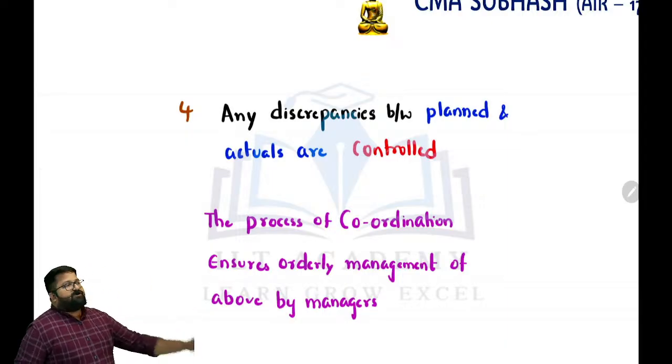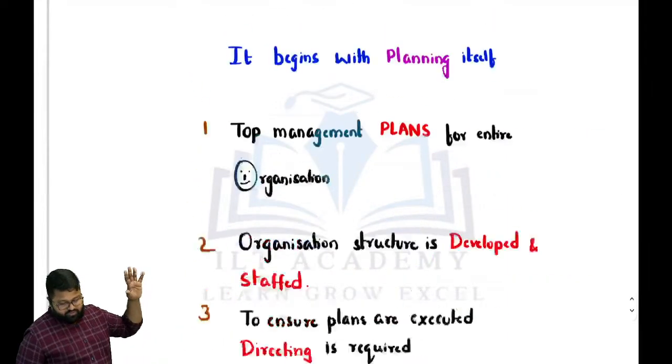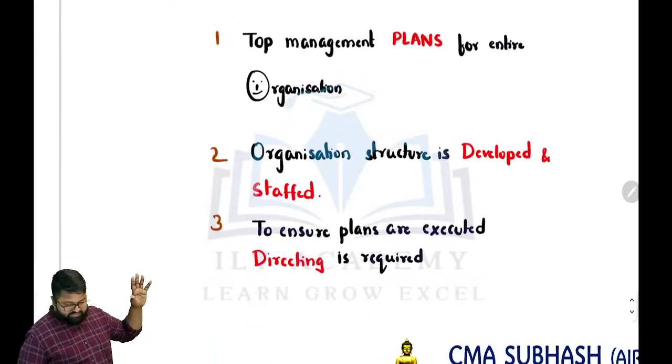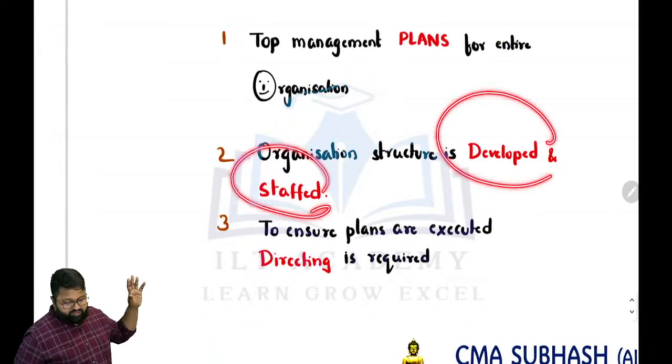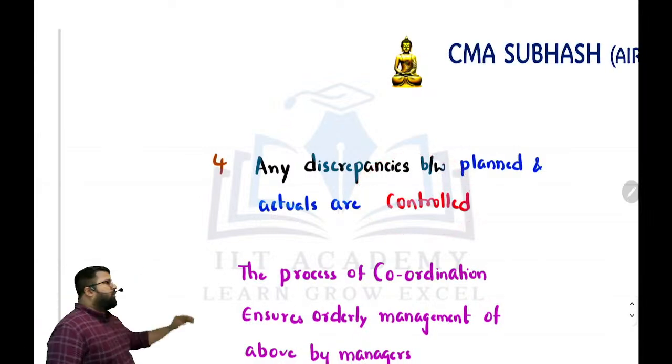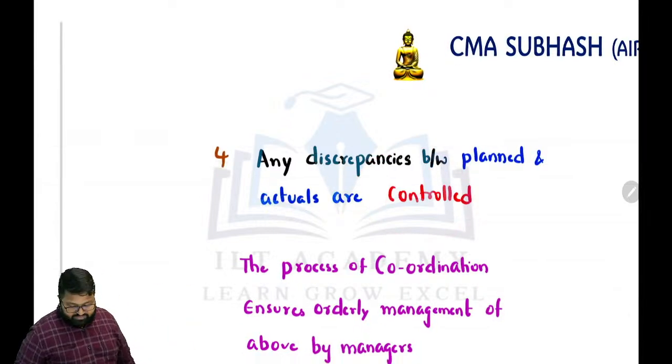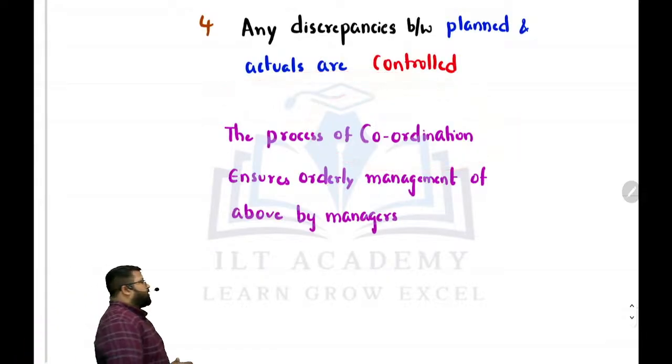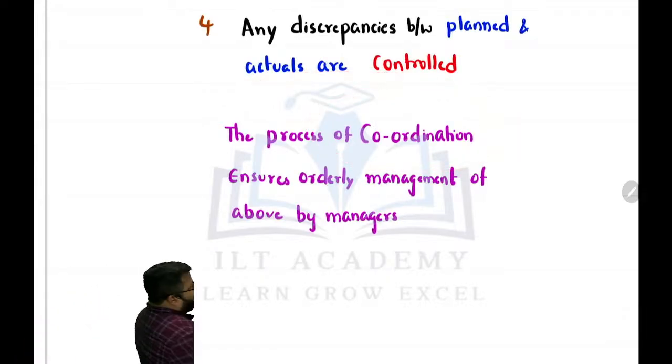What are the 5 functions? Can you conclude? My first one: planning. Next, organizing and staffing. Fourth one, directing, and finally controlling. For all these 5 things, what is required? Coordination is most required.